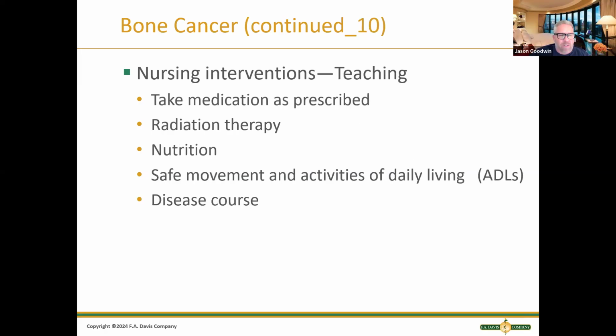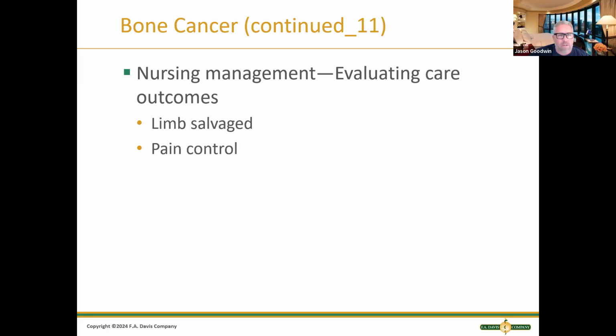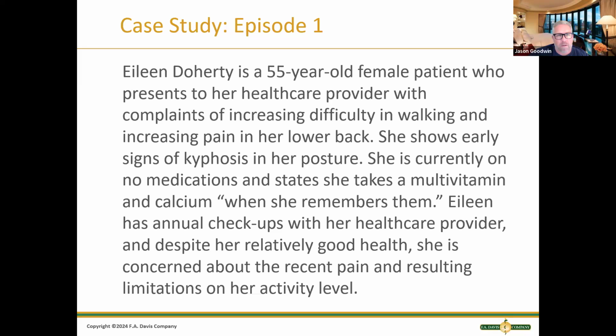All right. So nursing interventions, when we're teaching a patient, it's going to be all about what they can expect from their medications, what they're about to go through in radiation, how important nutrition is, safe movements that they can perform without risking their mobility or anything like that, and then what the disease course could look like. This is a sensitive conversation, right? You have to have a lot of trust. Evaluation, we want to save that limb. We want to keep their pain under control. That's what we're trying to do.